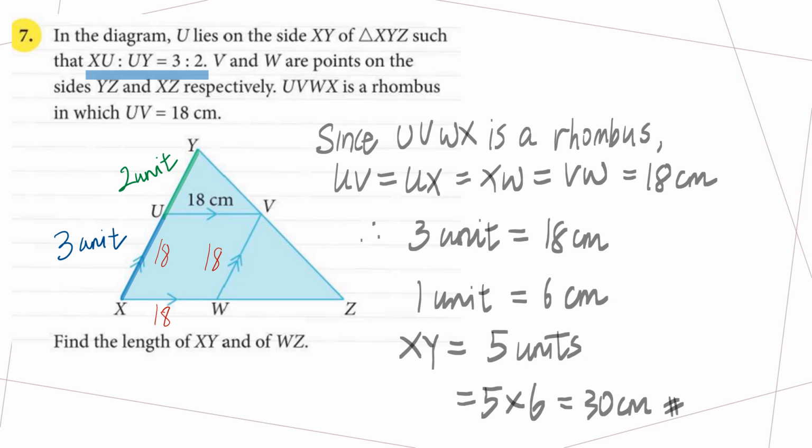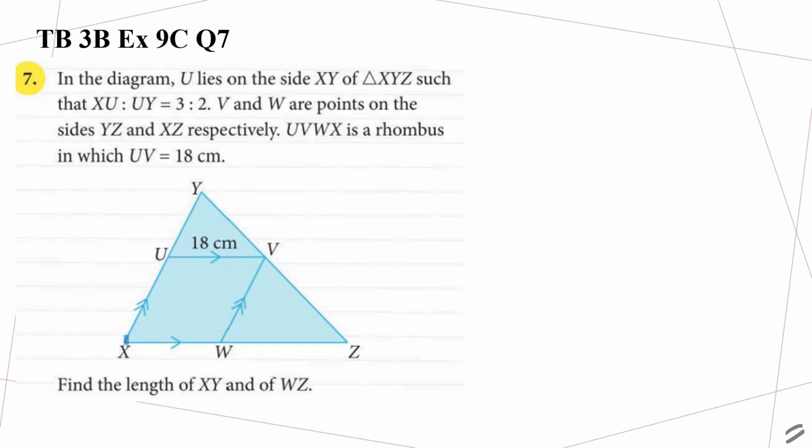So finding XY is relatively easy, but of course, that is when you need to know that your rhombus has all four sides equal. In the earlier slide, we've already managed to find XY to be 30 centimeters long. We found 1 unit to be 6 centimeters, so 5 units will be 5 times 6, 30 centimeters long for XY.